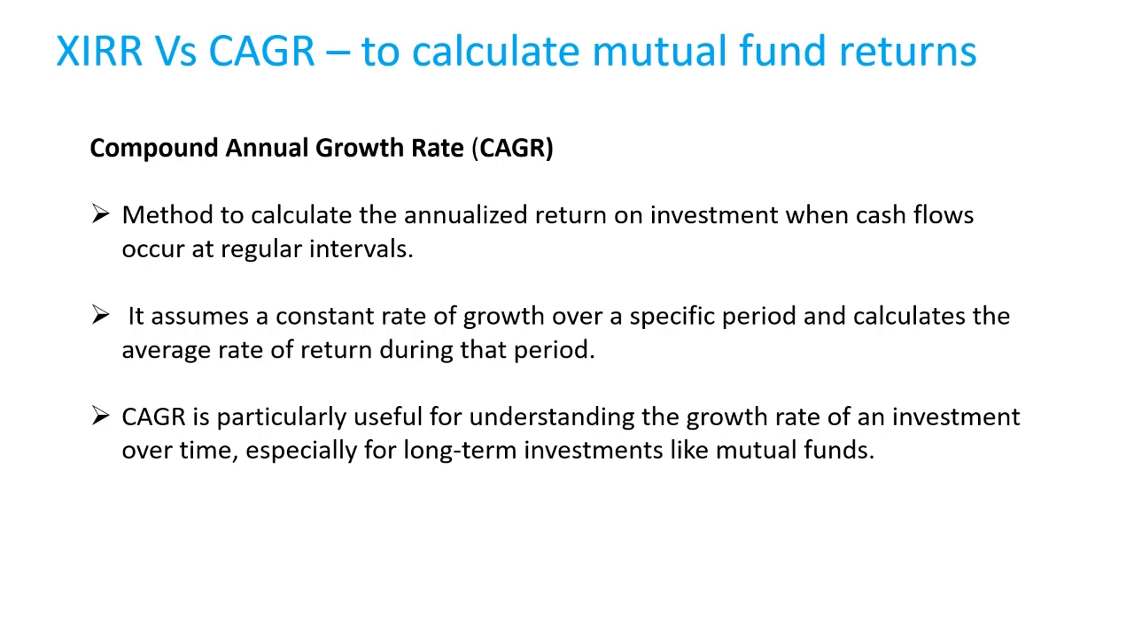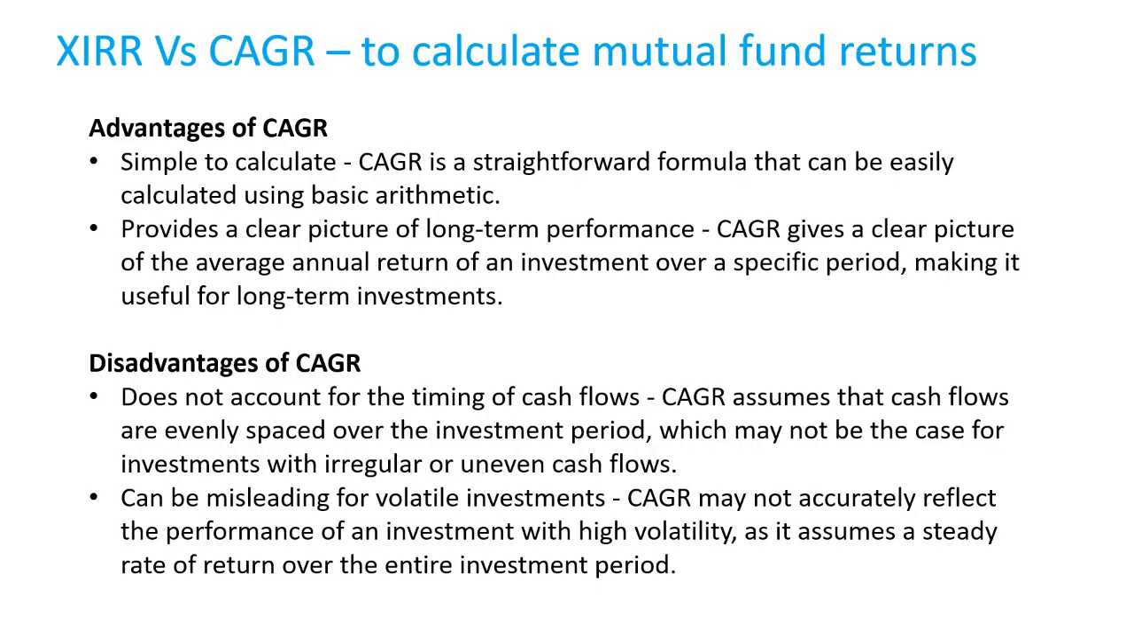This is a method to calculate the annualized returns on investment when cash flow occurs at regular intervals. It assumes a constant rate of growth over a specific period and calculates the average rate of return during that period. CAGR is particularly useful in understanding the growth rate of an investment over time, especially for long-term investments like mutual funds. Now let's understand its advantages and disadvantages.